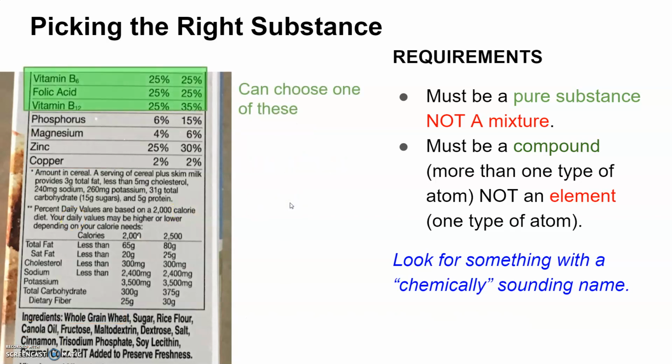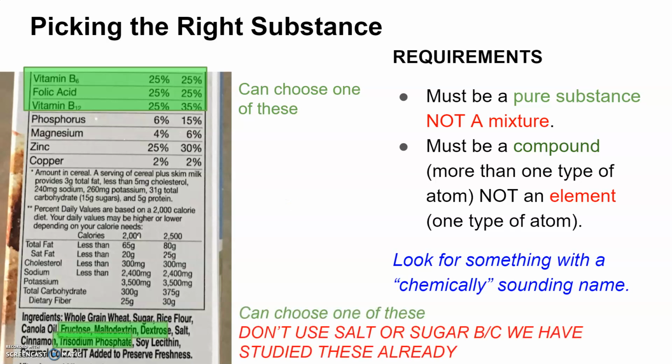So things we can use are these vitamins here and folic acid. Those are all pure substances and they're compounds. You can also choose things like fructose, maltodextrin, dextrose, trisodium phosphate. These are all things that you can use.